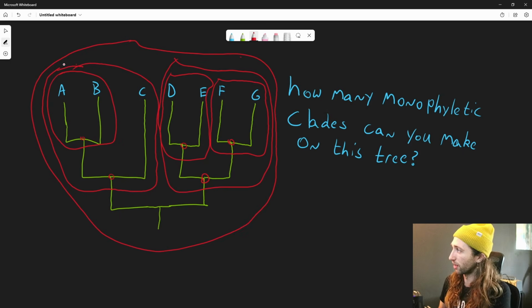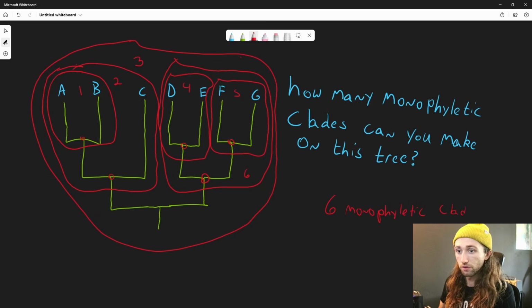So let's tally these up. We have 1, 2, 3, 4, 5, and 6. We have 6 monophyletic clades. Awesome. So you might have been tempted to draw some lines around, let's say, just G, for example.